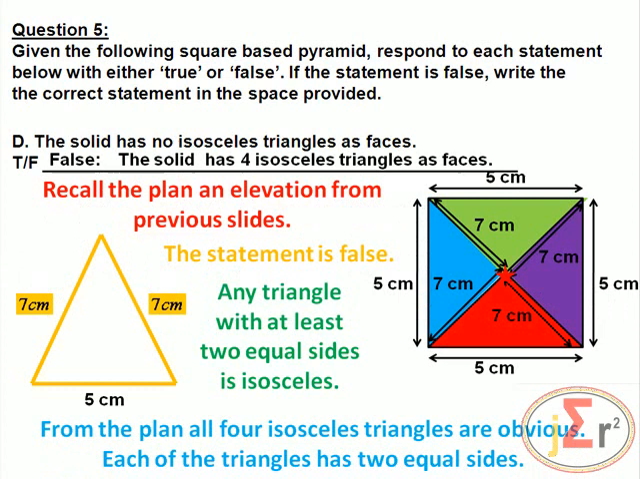From the plan, all 4 isosceles triangles are obvious. Each of the triangles has 2 equal sides.